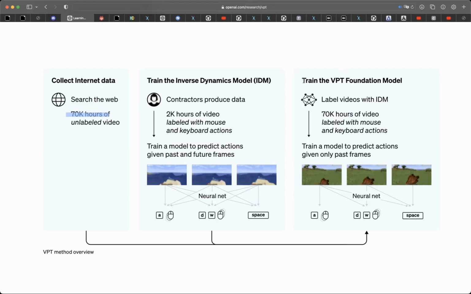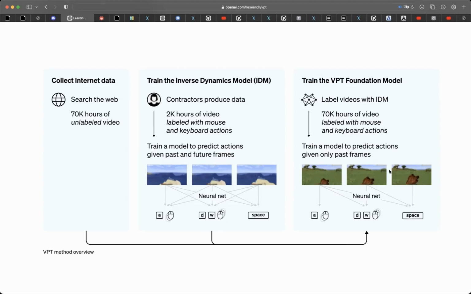Because when they want to deploy the agent, we have less convenient situation. Namely, if you want the agent to perform in the environment, we don't know what is the future. We only know what is the past. So as you can see here, the arrows here for this prediction come from future and from past. And here, when we deploy the agent, we have only past information.